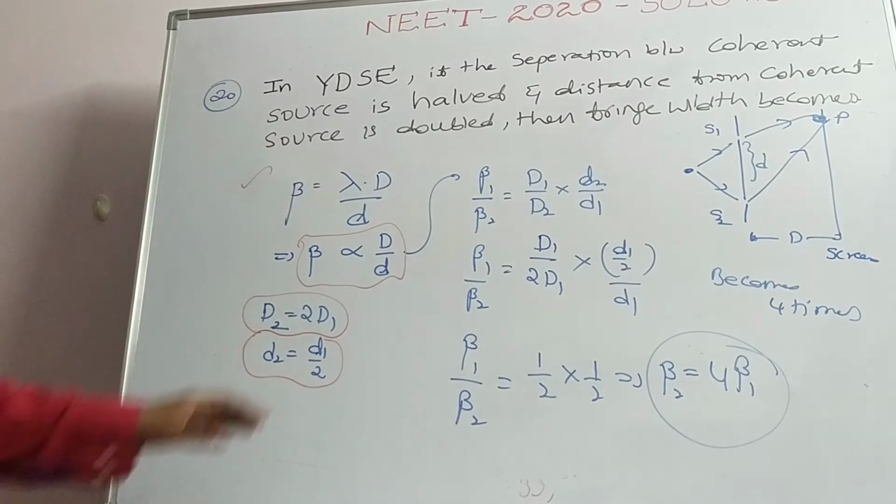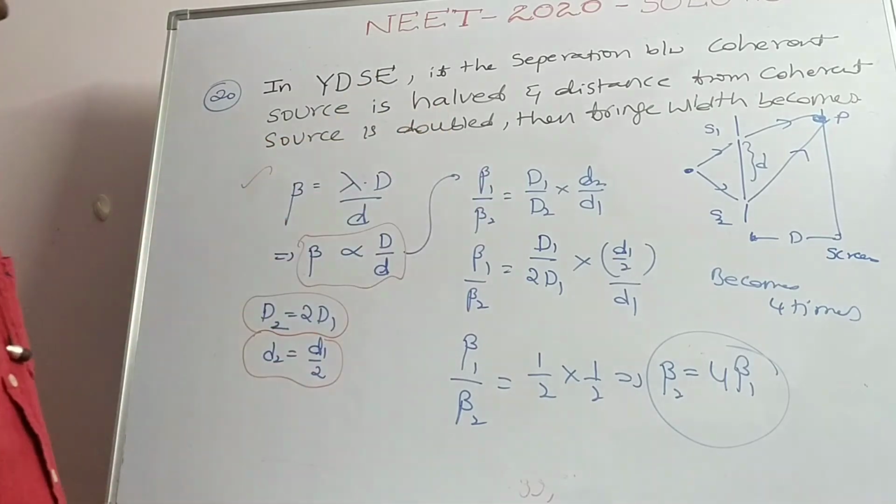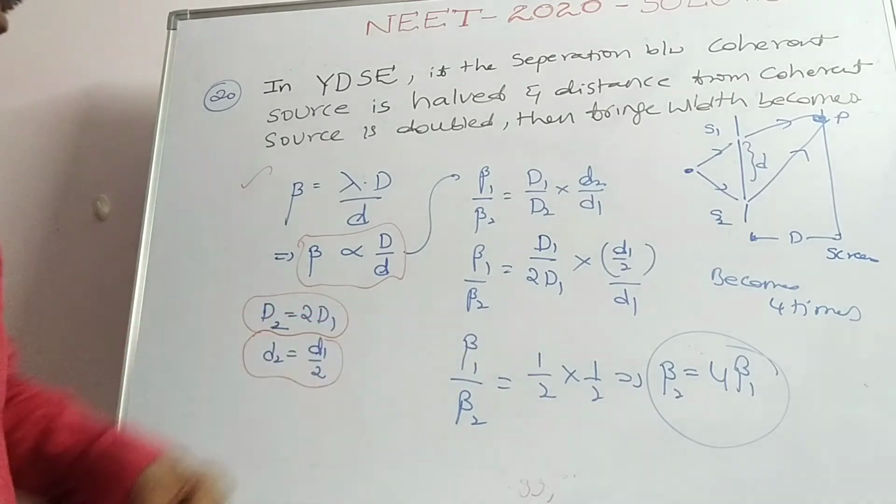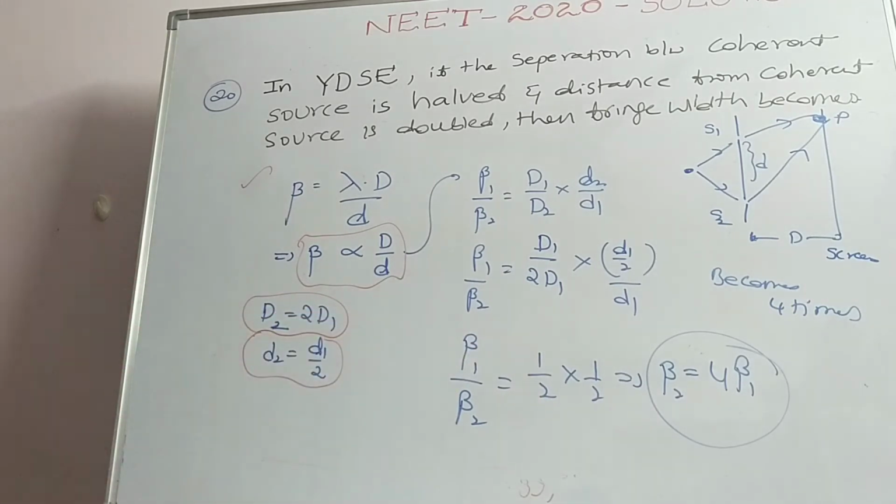Okay, of course, no problem. Now, β1/β2 is equal to (D1/d1) / (D2/d2), that is d2D1/(d1D2). By substituting, we will get β2 is equal to 4β1.